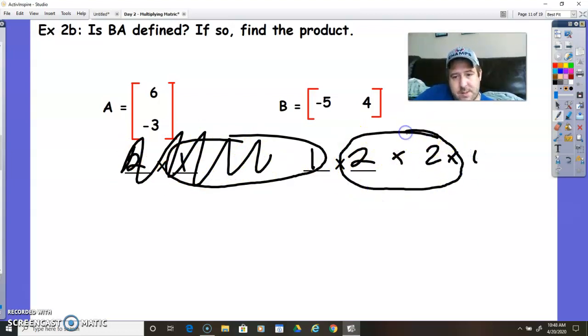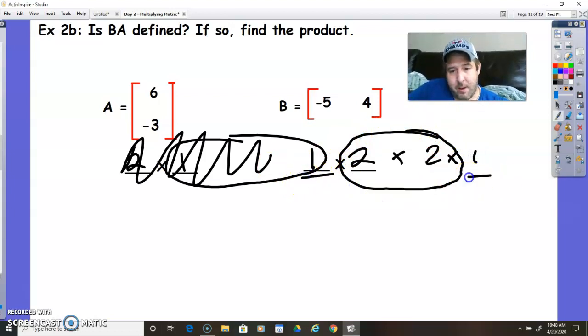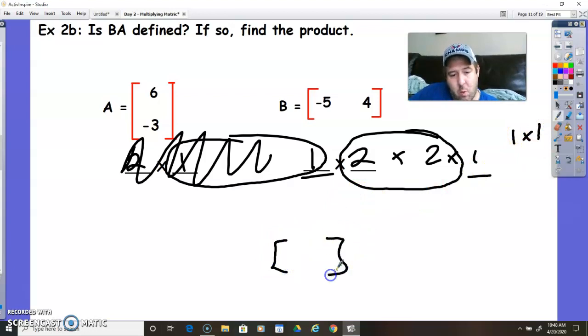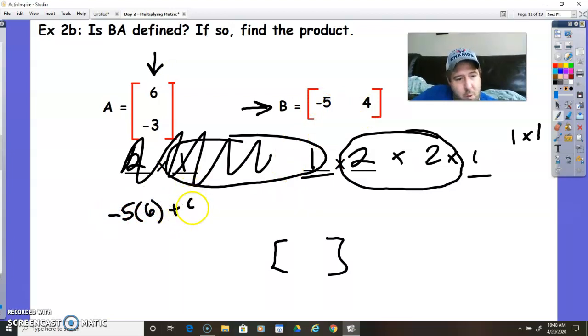So will this be able to be multiplied? Yes, it will be. And it will be a 1 by 1 matrix. So it's literally just going to be one number. So if I want to do that one number, I'm going to multiply the first row times the first column. All right, so that's negative 5 times 6 plus 4 times negative 3. Negative 5 times 6 is negative 30. 4 times negative 3 is negative 12. Add them together and you get negative 42.